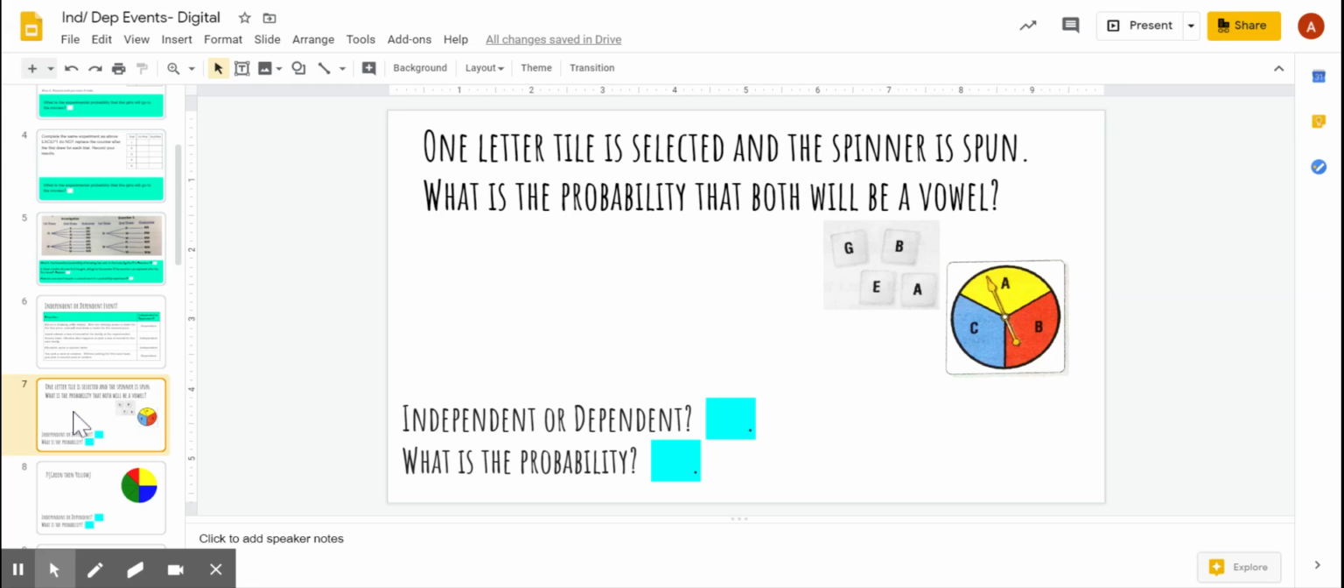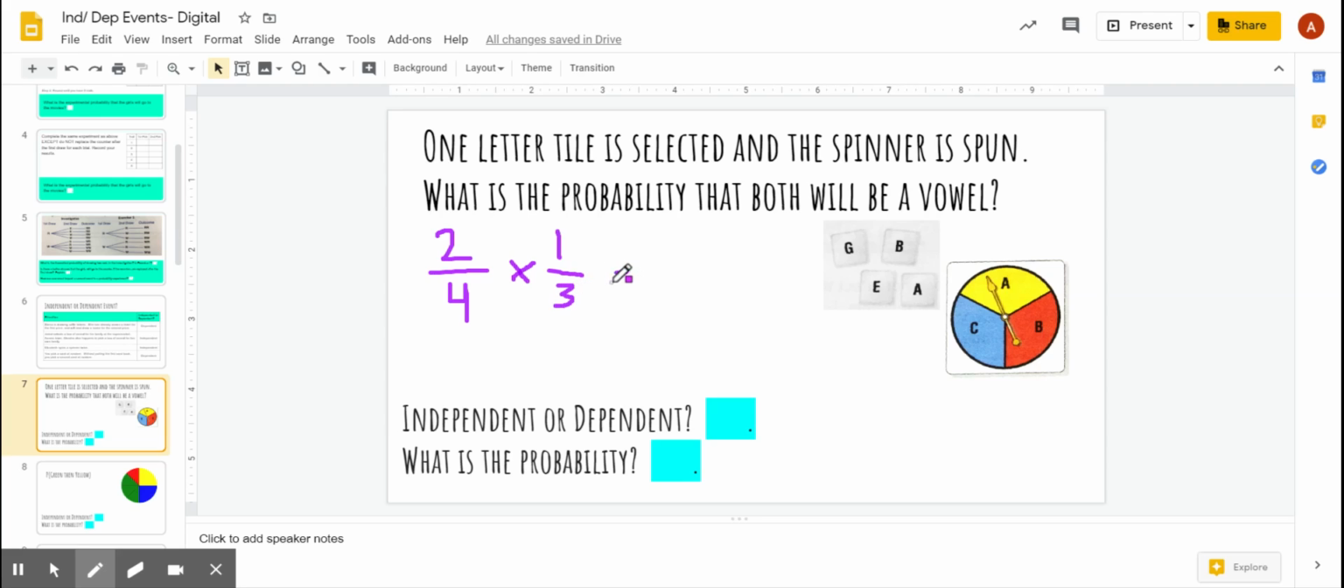Now let's go ahead and solve some. So 1 letter tile is selected and the spinner is spun. What's the probability that both will be a vowel? So the way that we solve these is we are going to find the probability basically of each, and then we're going to multiply them. So the first event is we're picking a vowel from these letters. So there's 2 vowels out of 4 options times a vowel on here would be 1 out of these 3 options, 1 out of 3.